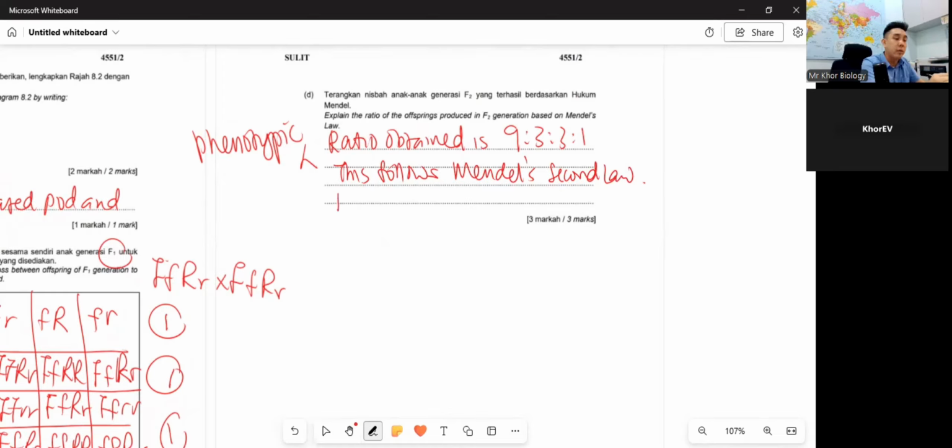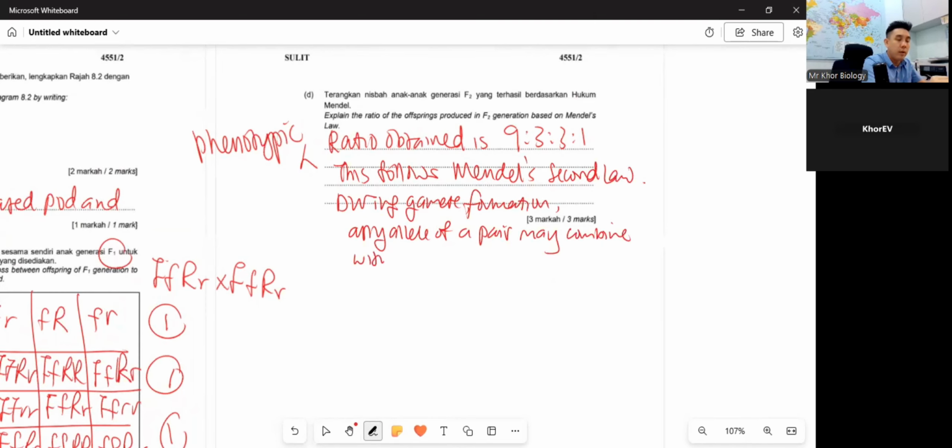What it says is, during gamete formation, any allele of a pair may combine with either alleles of another pair. Okay, so guys, these are the 3 marks.